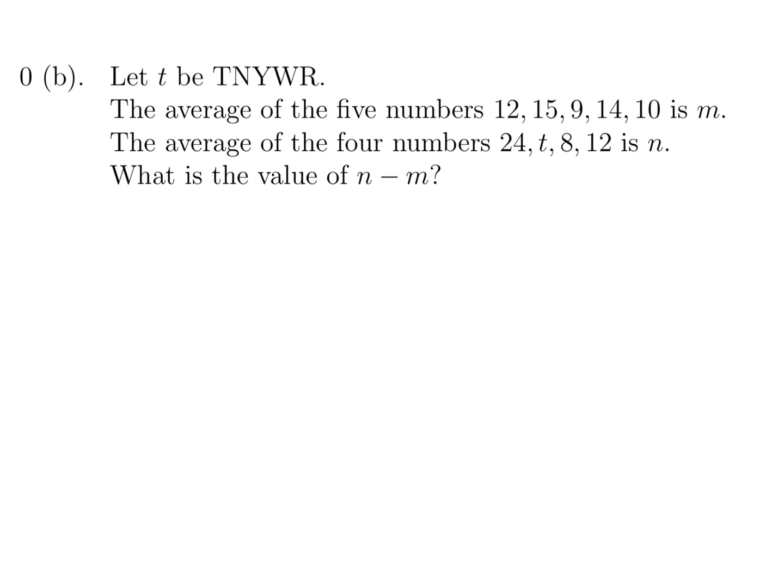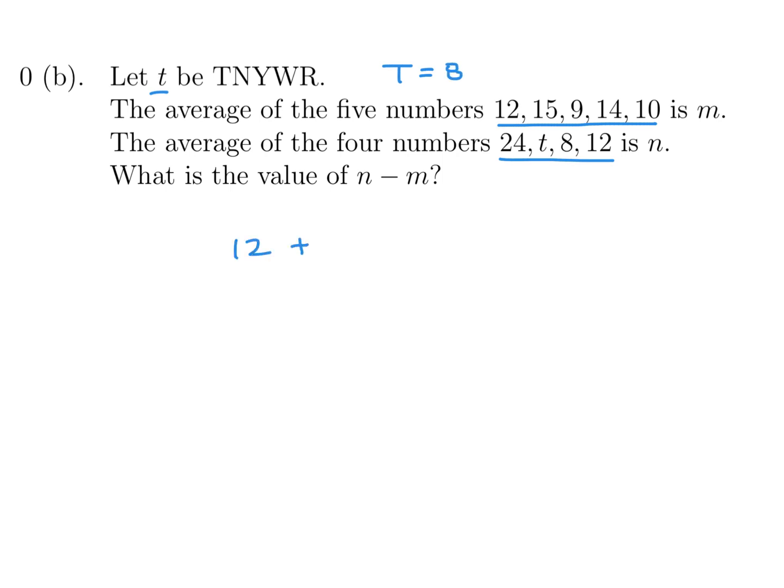The average of the 5 numbers here is m. The average of these 4 numbers is n. What is n minus m? In these math contests, this t is the answer to the previous question. So if you remember, the answer to the previous question was 8. All right, so let's tackle this one.